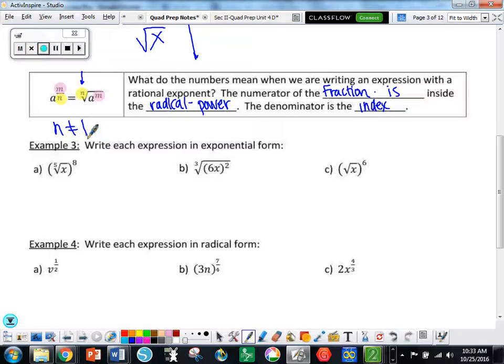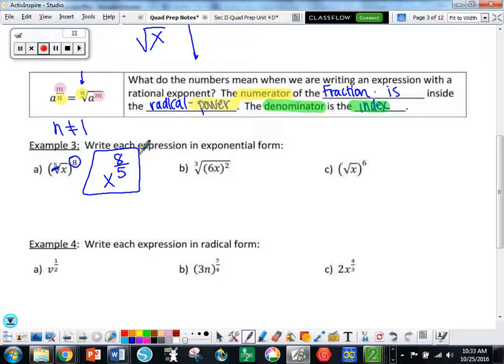Now looking at this one, we have 2 examples. One example goes from radical form to exponent form. So the base here is x, and now you need a fraction. The power is the what? The numerator is the power. They go together. The denominator is the index. They go together. So the numerator, 8, is the power. The denominator, 5, is the index.